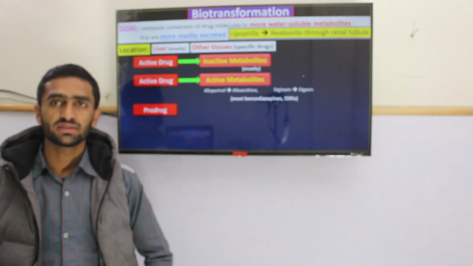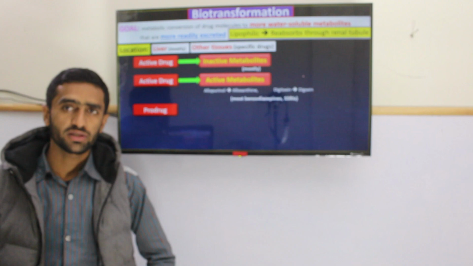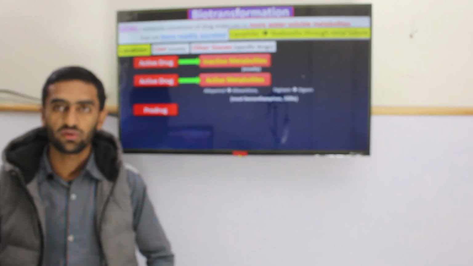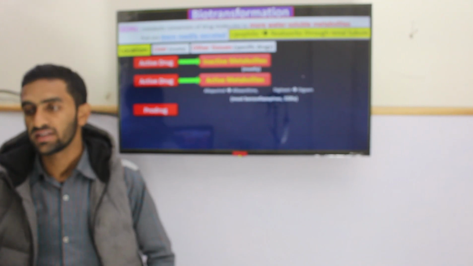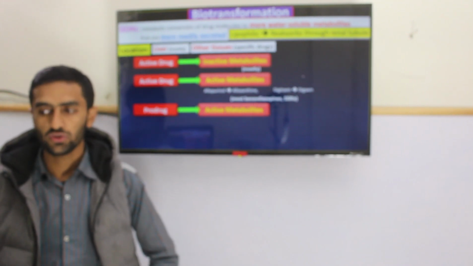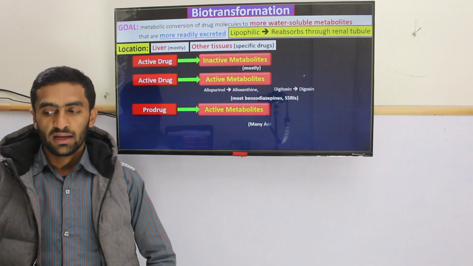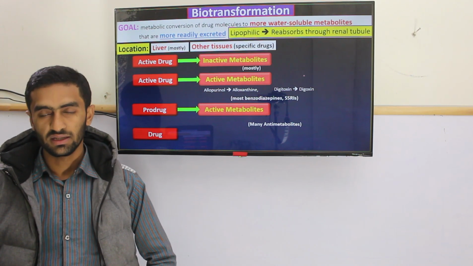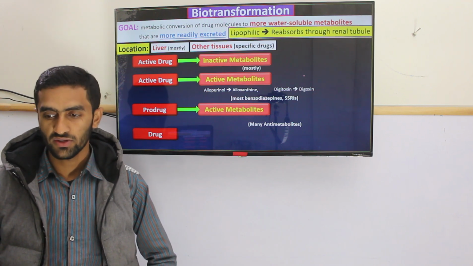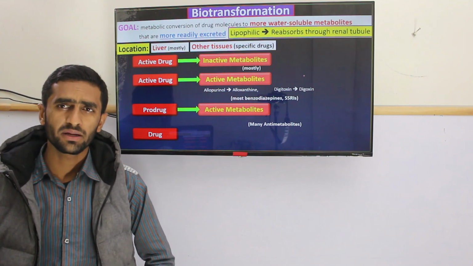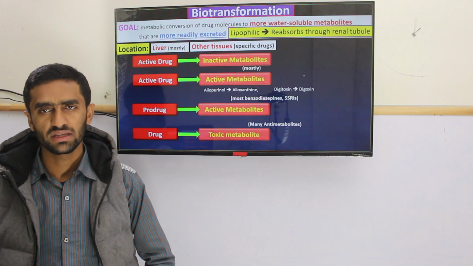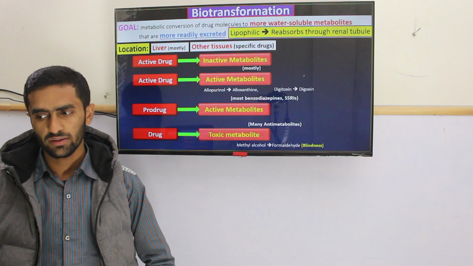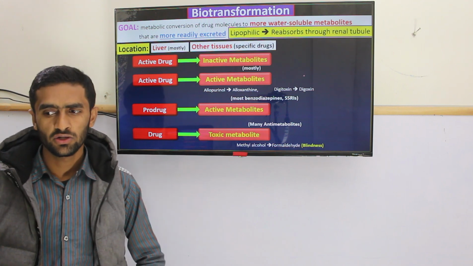If you move forward, some are prodrugs. What do you mean by prodrug? Of course, you are thinking it's an inactive drug, so it can become active by the biotransformation. Many antimetabolites are activated by the biotransformation. Some drugs may become toxic, so they are toxic metabolites. For example, methyl alcohol converts into formaldehyde, which may lead to blindness.